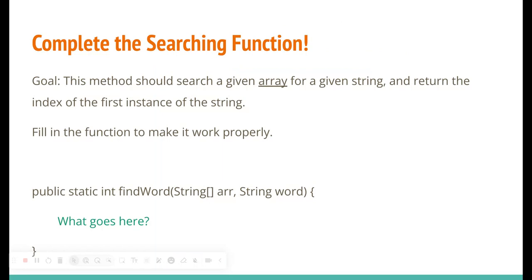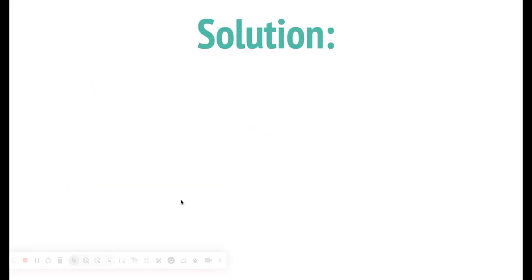Now let's talk about the searching function. The goal of this method is to search a given array for a given string, and then return the index of the first occurrence of that string. So fill in the function to make it work properly. Here we have public static int findWord, and it takes 2 parameters, a string array called array and a string word. So what goes here?